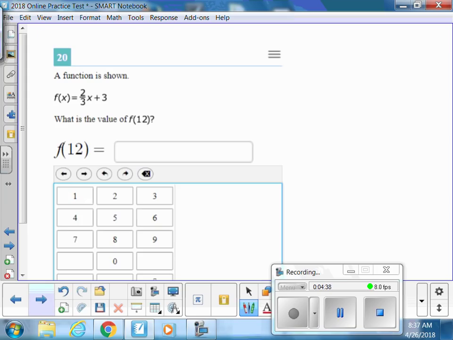We actually did this, I think it was on one of the mini quizzes. When you have f of 12, that 12 is in parentheses, so that 12 is an x value. So f of 12 would be 2 over 3 times 12 plus 3. You can calculate that out, but the answer ends up being 11. So I think the biggest mistake is people think that 12 is a y value. It's actually an x value when it's in parentheses like that.